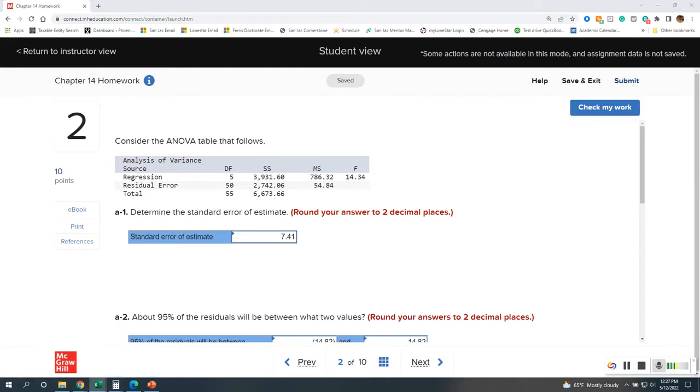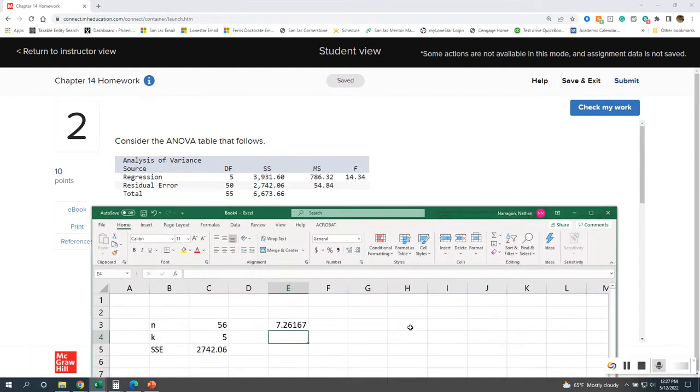So again, I'm going to use Excel just to piece them together. So equals 6673.66 divided by 55. Now the reason why, because we have the ANOVA table, that I'm not going to do the SSE divided by n minus k plus 1, because we already have the number right here. It's the 54.84. So it's going to be 54.84 on top, the numerator, divided by the one that we just created.